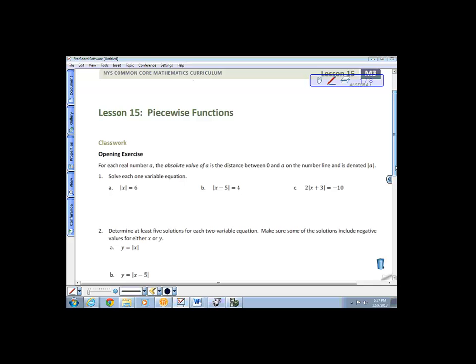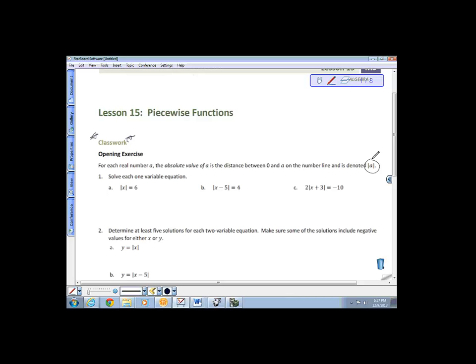It's classwork, so we'll just pretend that this is what you're going to be doing at home. All right. So the directions say for the opening exercise, for each real number a, the absolute value of a is the distance between 0 and a on the number line and is denoted by |a|. That's what that means there. That in essence is the definition of absolute value. Okay, that is what the absolute value is.